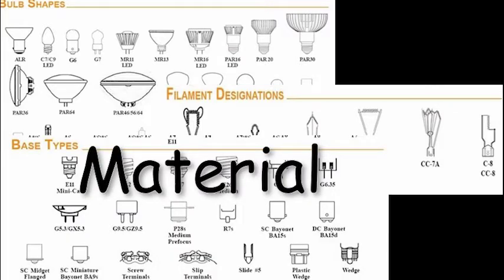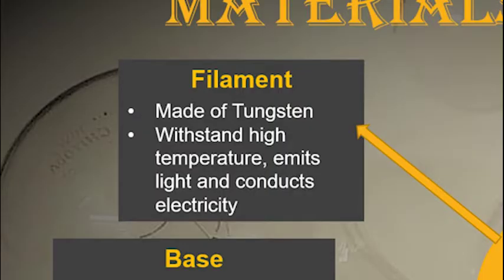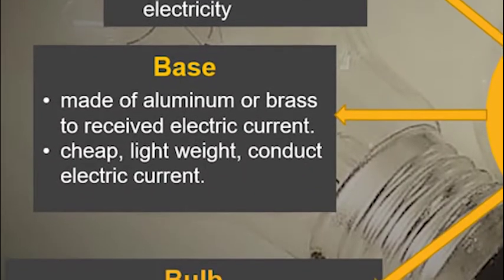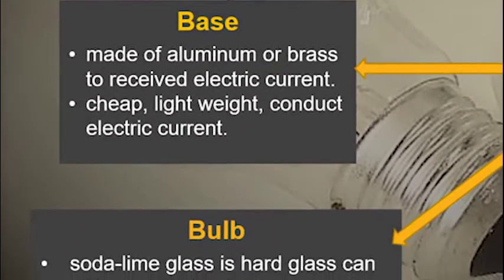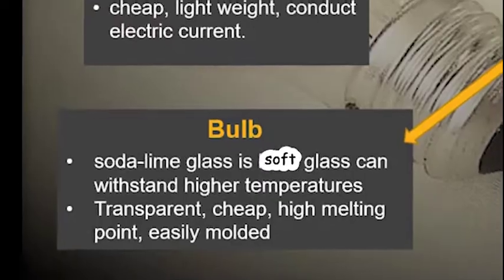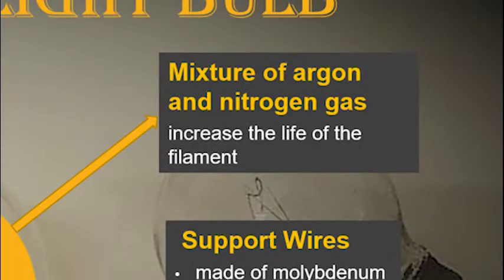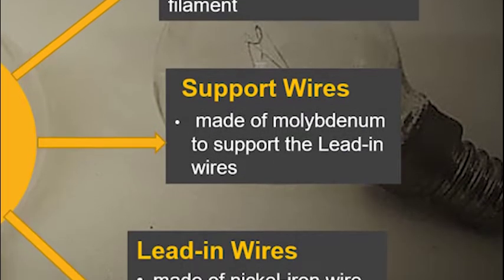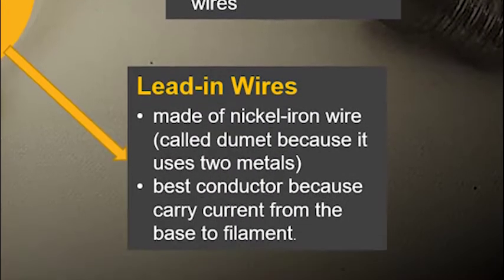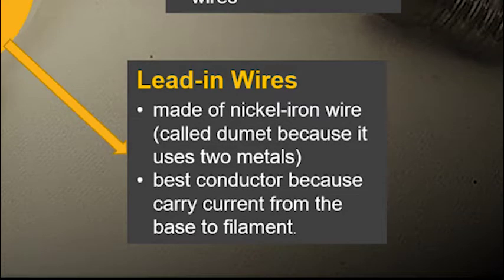Material of a light bulb. The first one is a filament made from tungsten. The second is a base of the light bulb made from aluminium or brass. The bulb is made from soda lime glass. In a bulb, we have a mixture of argon and nitrogen gas that can increase the life of a filament. The next is a support wire to support the lead-in wire. The lead-in wire is made of nickel iron wire, the best conductor to carry current.